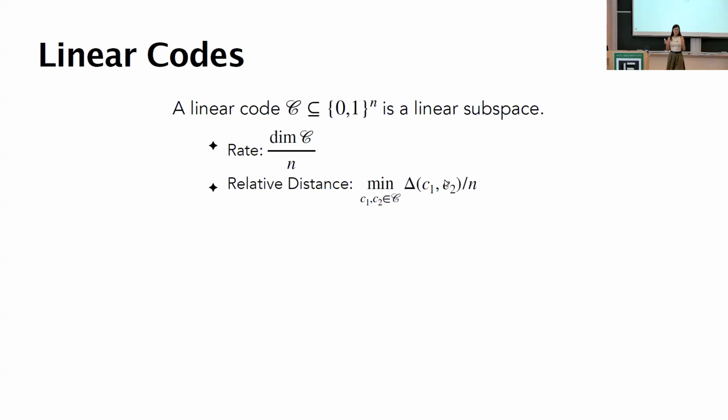Relative distance is like how far apart different code words are in Hamming distance. So it's the minimum of the Hamming distances between code words over all possible pairs of code words, over n. So again, this is a number between 0 and 1. And the bigger, the better. You're also going to aim for a positive constant.